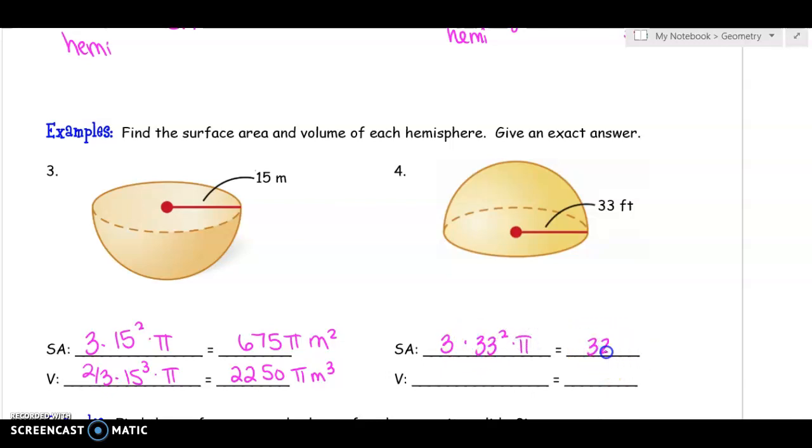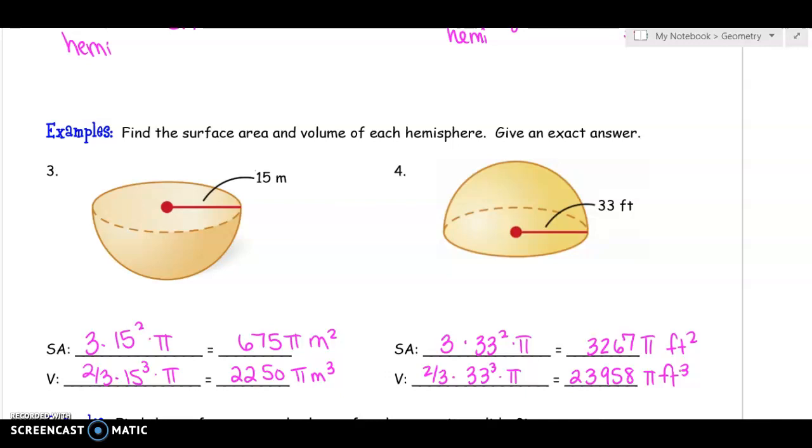Plug that in, you get 3,267 pi cubic feet. The volume will be 2/3 times radius cubed, 33 cubed times pi. Just make sure you use the correct formula. If it's a hemisphere, use these formulas. If it's a full sphere, use the other ones. And you plug this in, you're going to get 23,958 pi cubic feet. All right, so that's hemispheres and spheres.